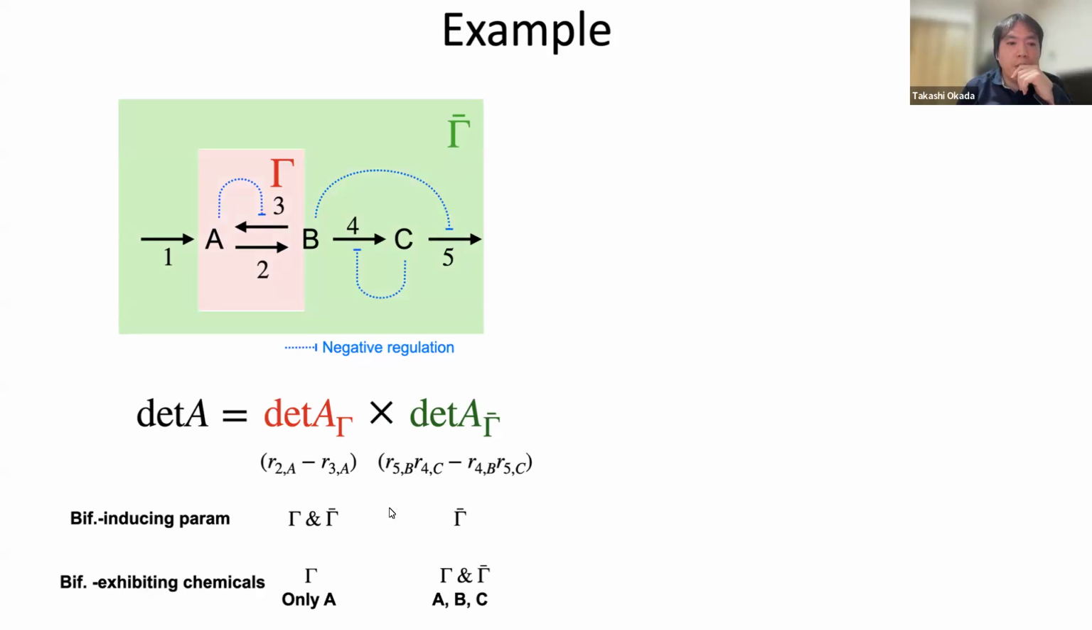And in particular, when gamma becomes singular, only chemical species inside gamma, namely only chemical A, exhibits bifurcation. On the other hand, when gamma bar becomes singular, all chemical species A, B, C exhibit bifurcation. This is a prediction of our method.